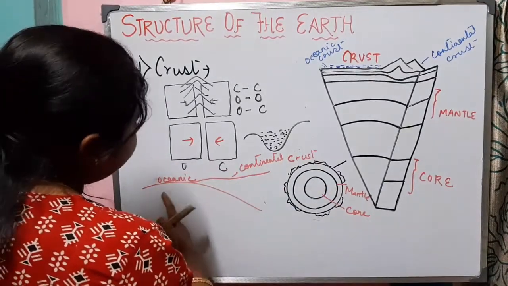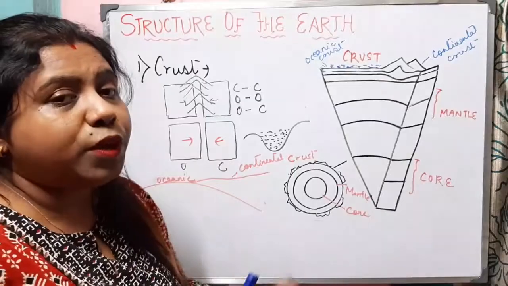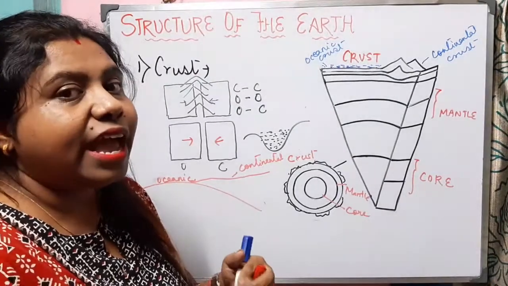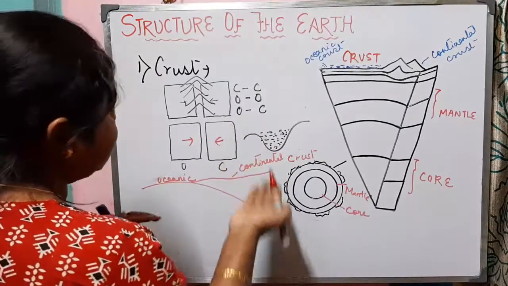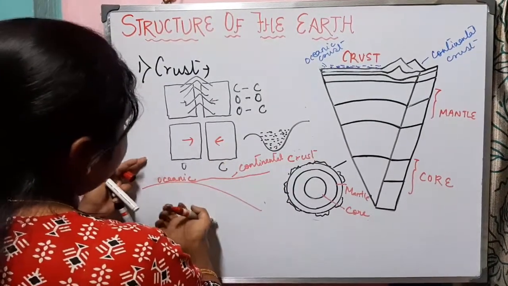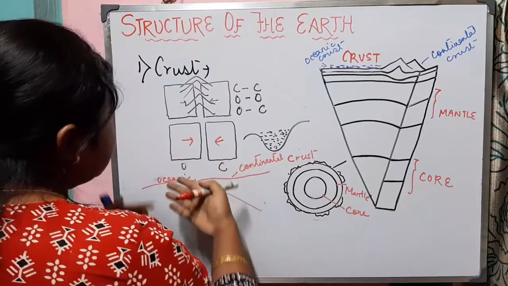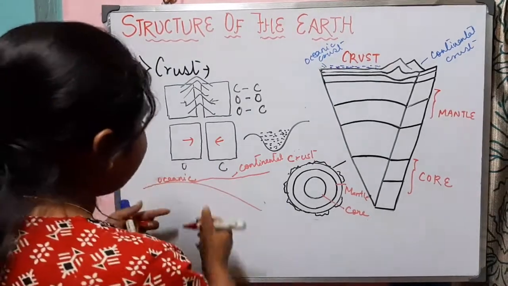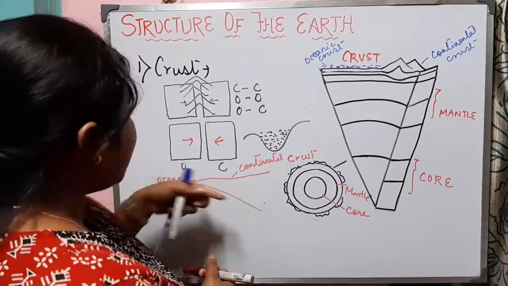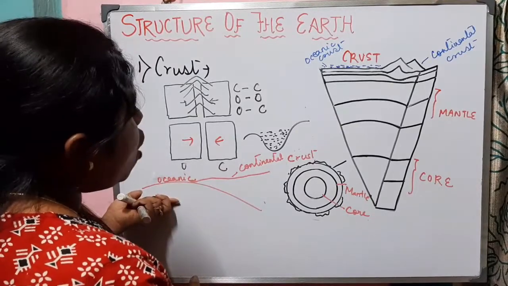At that time, the heavier or denser plate will move down, because we know there is always a tendency that the heavier materials sink down and the lighter materials rise up. So the heavier material, that means the oceanic plate, will sink down, and the lighter material, that means the continental plate, will settle down or float above the oceanic plate. So we can say that the continental plates rest upon the oceanic plates. That means the continents rest upon the ocean.